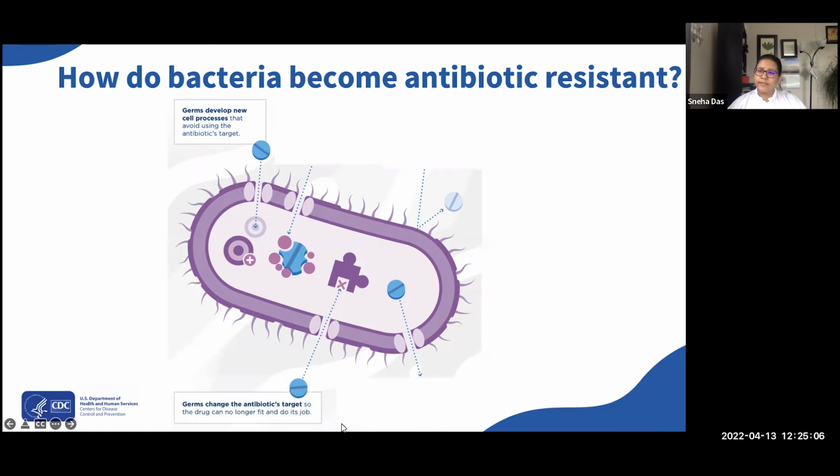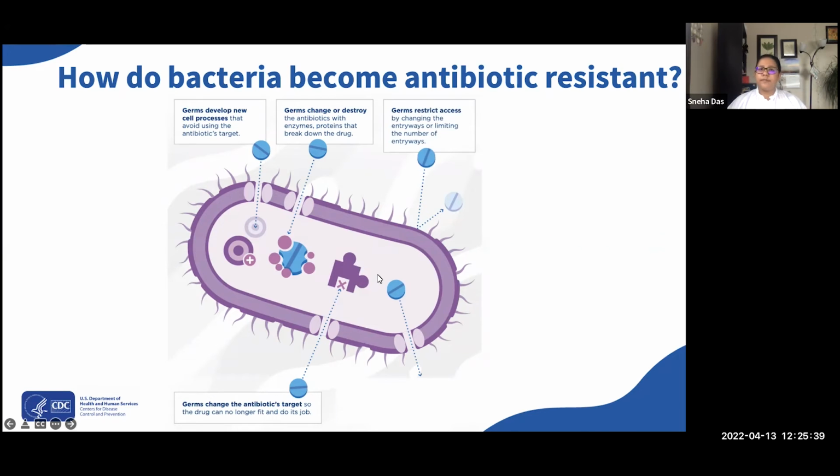A second strategy can be changing the target itself. So if you have an antibiotic that targets a specific molecule or an enzyme in the cell, the bacteria just mutates it to look a little different such that the antibiotic no longer recognizes it. The bacteria can also make enzymes that will degrade the antibiotic so that it no longer works. So it can just simply destroy the antibiotic inside it.